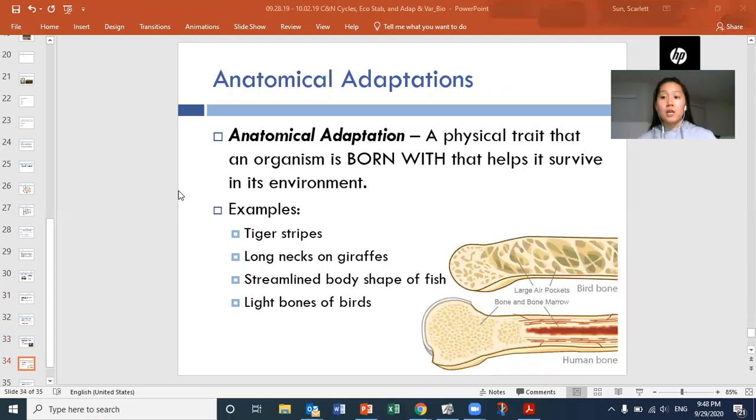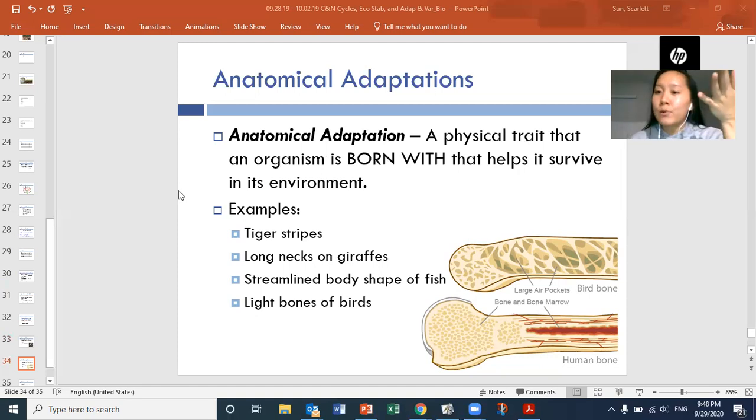Okay, the next one we're going to talk about is an anatomical adaptation. Now, people get these confused a lot with physiological adaptations, and I'm going to emphasize the biggest difference between them. So an anatomical adaptation is a physical trait that an organism is born with that helps it survive in its environment. So it's not one that is reversible. It's also a physical trait, but it's not reversible. You're born this way and you are this way, and that is it. But you are born with this adaptation and it helps you survive.